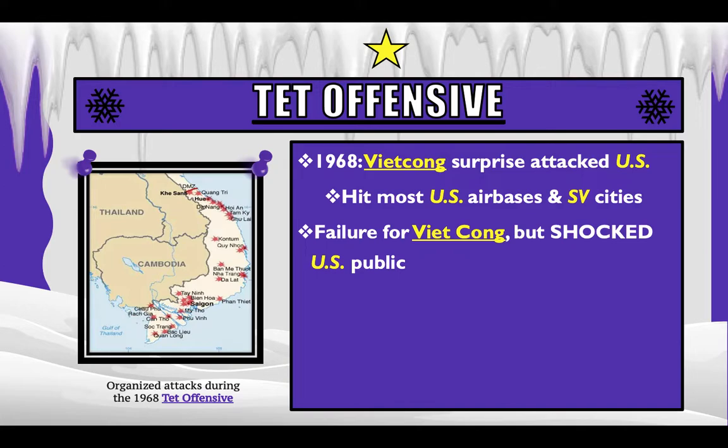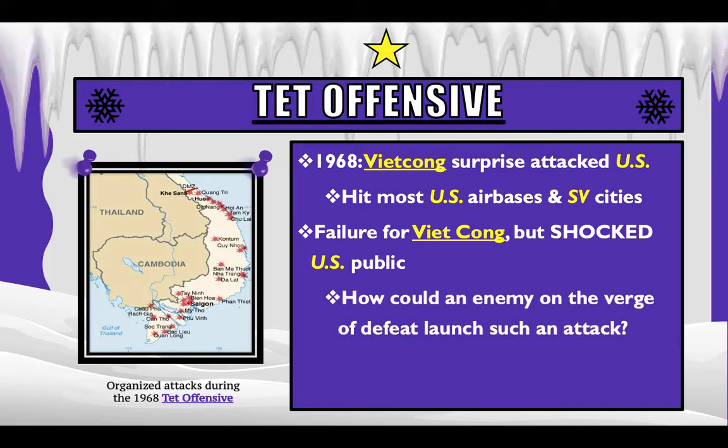It shocks the public. General Westmoreland has been telling the public the Vietnamese are on the brink of collapse, we're going to win this war, they really have no hope. And then you see something like this, and the question becomes, how could an enemy on the verge of defeat launch a surprise attack on almost all of our air bases, on almost all of the cities we're trying to defend? And the credibility gap becomes even greater, even more intense. People believe their government even less, and the popularity of LBJ continues to decline during this time.